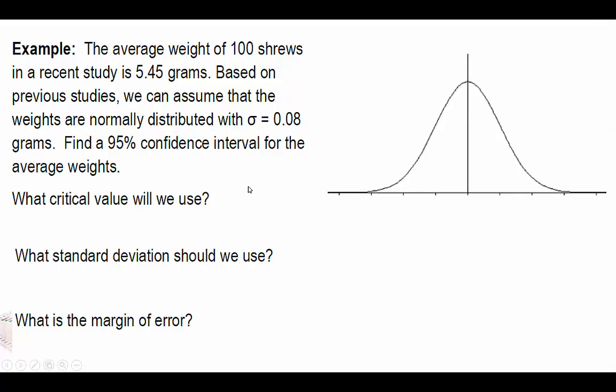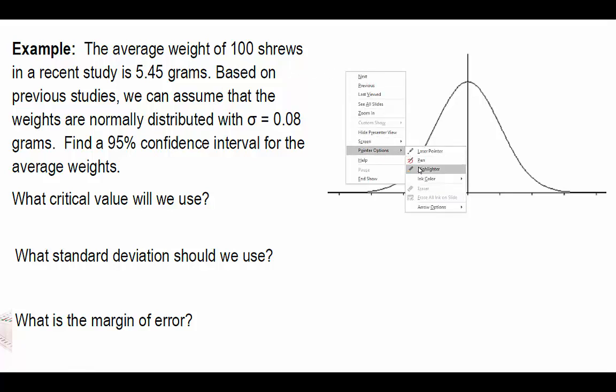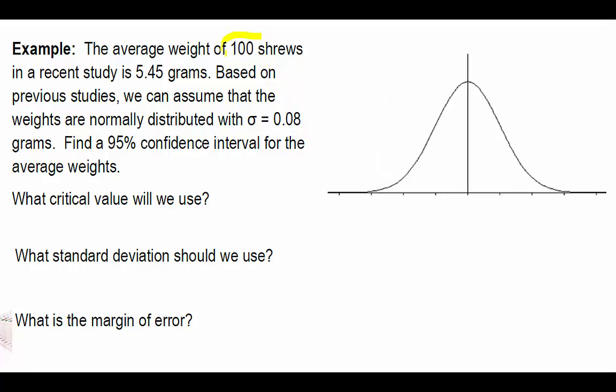So I'm going to look at this example, the average weight of 100 shrews. This is a lot like one of your problems on your WebAssign, except it's hummingbirds instead of shrews, and the numbers are a little different. So it's important to know a couple things. This is my N, here's my average, here's my sigma, and there's my confidence level. So I'm going to be using all of these to determine my window.